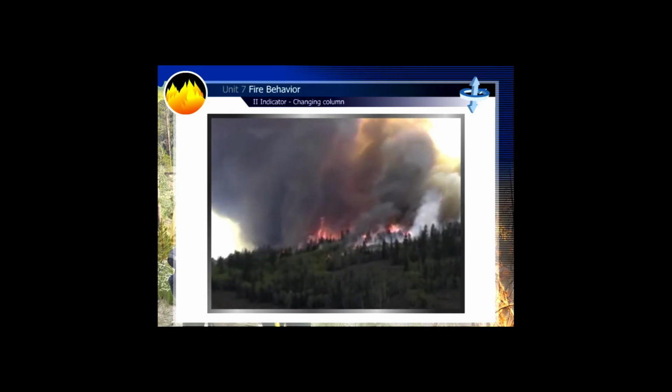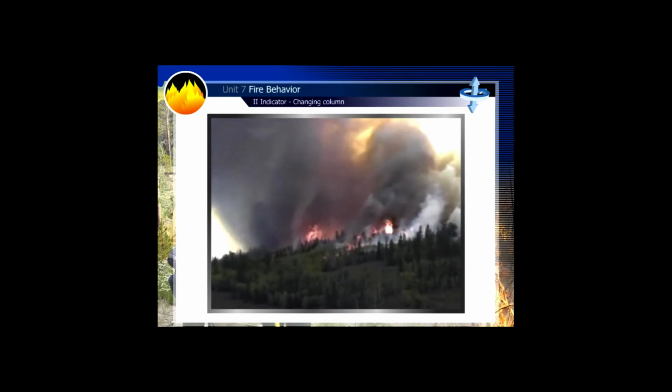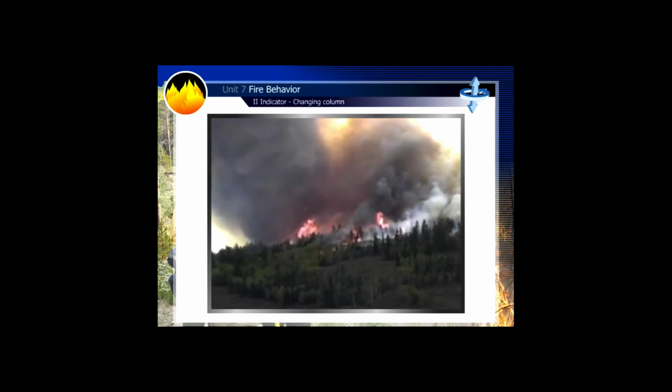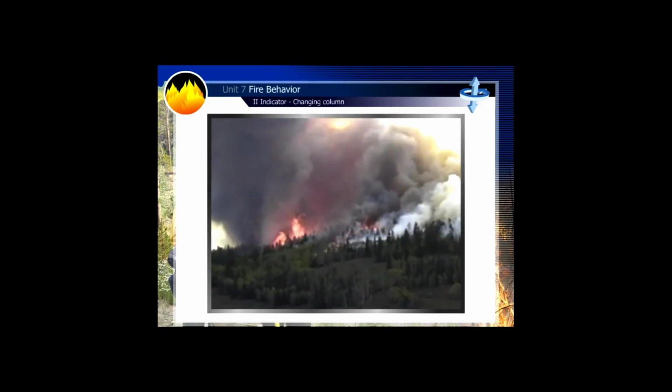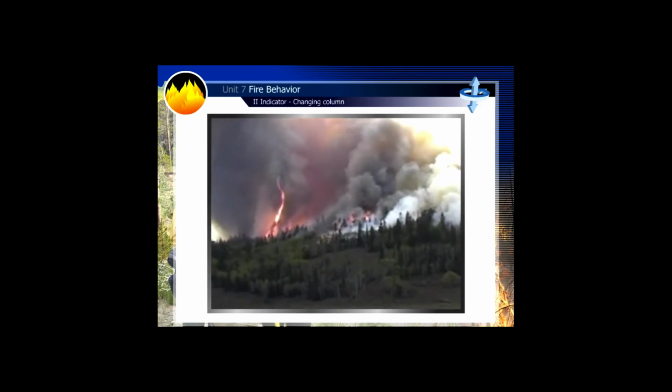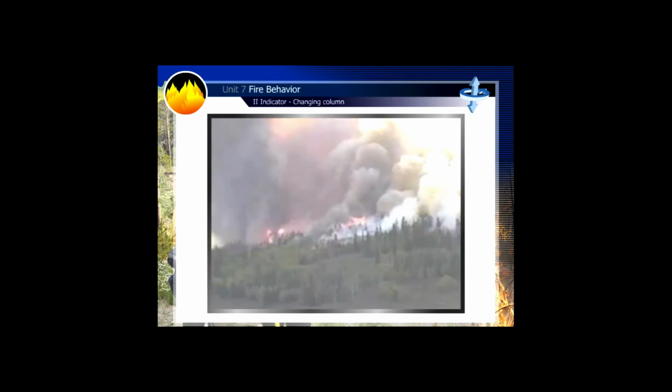Look for any changes in the smoke column. For example, when the color of the column changes from light to dark, or when the column starts to rotate faster, it means fire intensity is building.